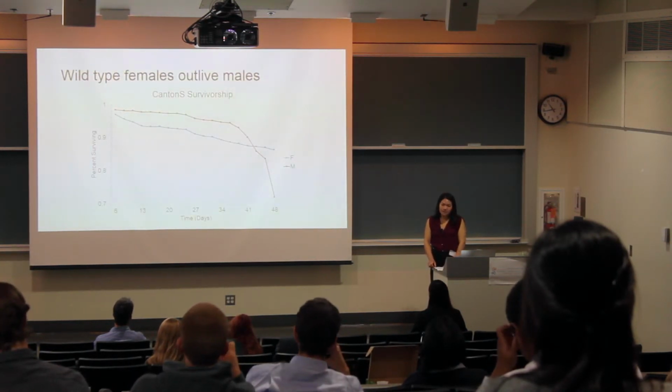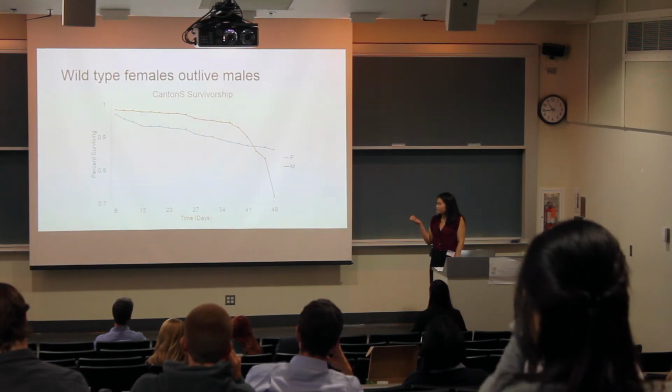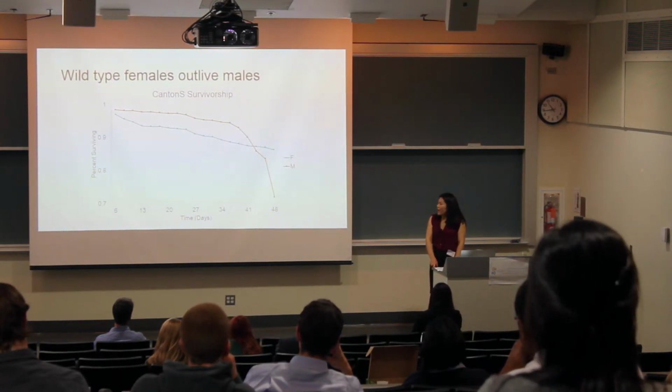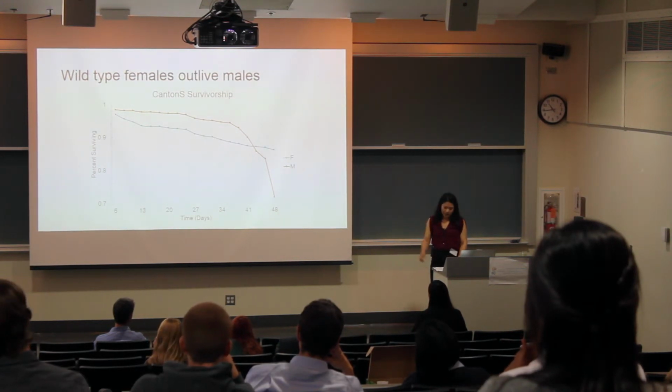I used wild-type males, meaning they had regular XY sex chromosome composition, as my control. The females outlived the males, shown in this graph. The percentage of surviving males drops precipitously faster than that of surviving females, despite males having higher survivorship during most of their lifespan.